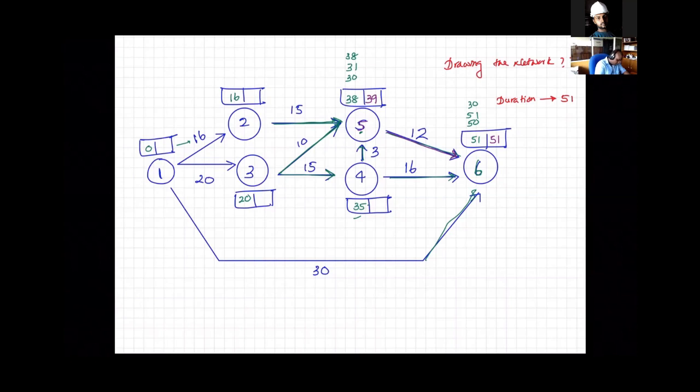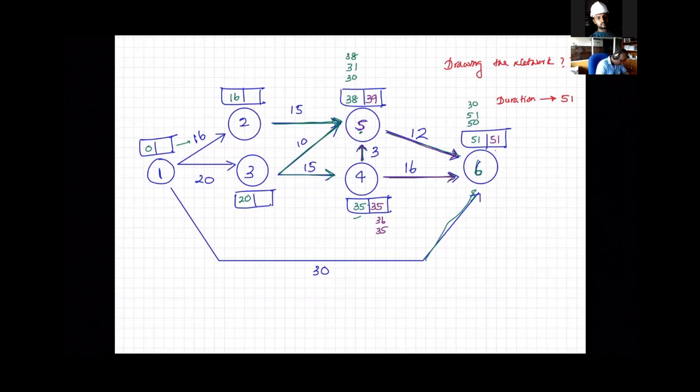For node 4, there are 2 arrows, this one and this one. So we get 39 minus 3, which is 36. And 51 minus 16, that's 35. In the backward pass, we discussed that we are taking the lower value. So it should be 35. If I'm making a mistake, just let me know in the chat.